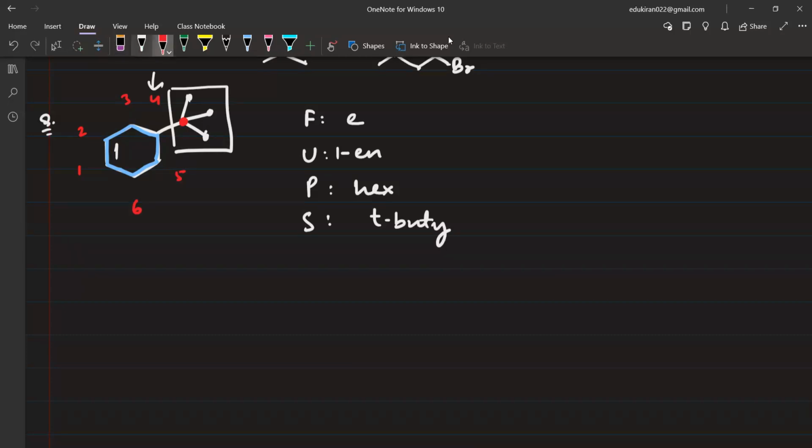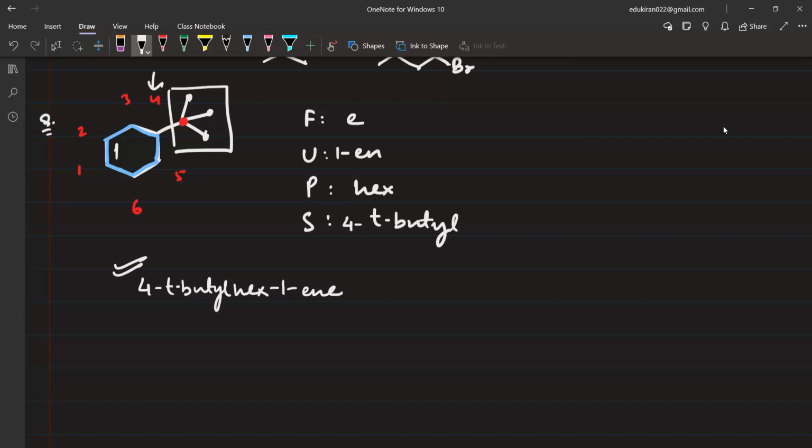Okay. So now here you can see that the third butyl will be 4-T-butyl. And the name will become 4-tertiary butyl or third butyl. Okay, so that will be the name.